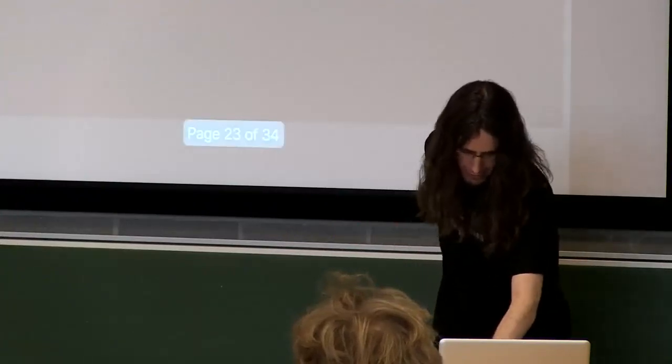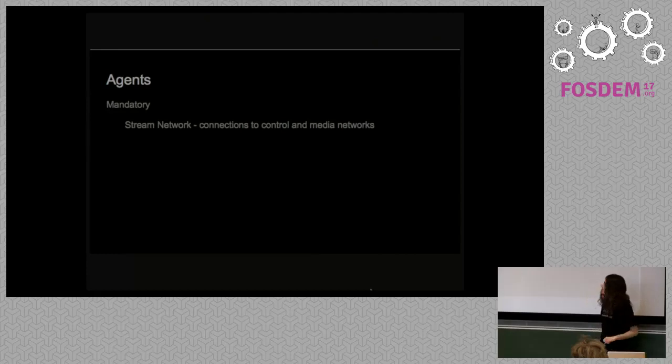The agents, there's actually only one mandatory agent, and that's called the stream network. This provides the mechanism for setting up connections between your audio device and other audio devices. It's the mechanism for connecting them together. That's mandatory, and it can be any subclass of stream network. So, for example, it could be an AES67 stream network. It could be a Dante stream network if you have a proprietary device. It could be any of those.